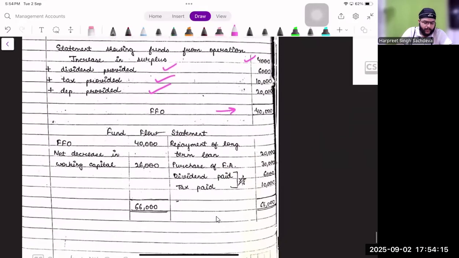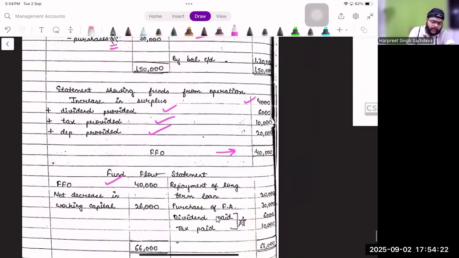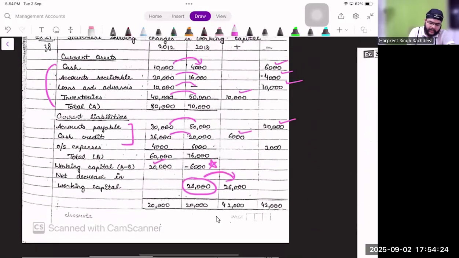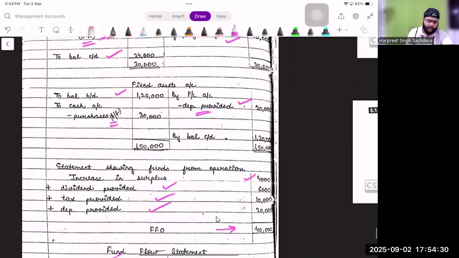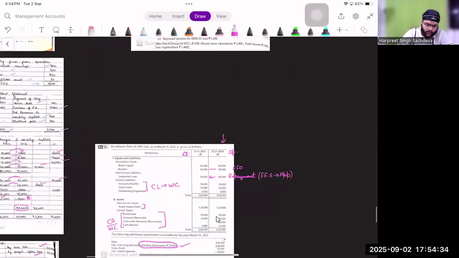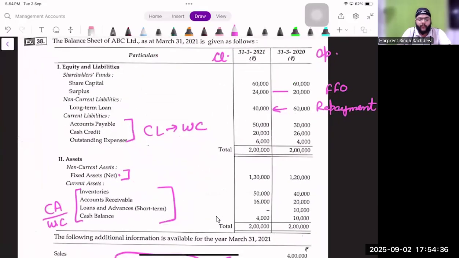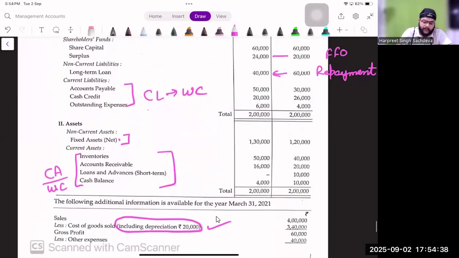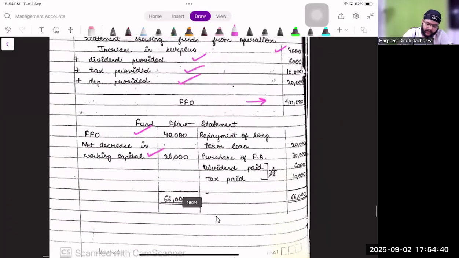Okay, then comes the fund flow statement. First thing will be funds from operations, positive value on the source side. Then working capital you will check, decrease in working capital. Decrease will be posted on the left side, sources side, yes or no? Decrease in working capital. And then we go back to the question. Share capital is same, no point. Long-term loans, repayment. Repayment will be on the application side.